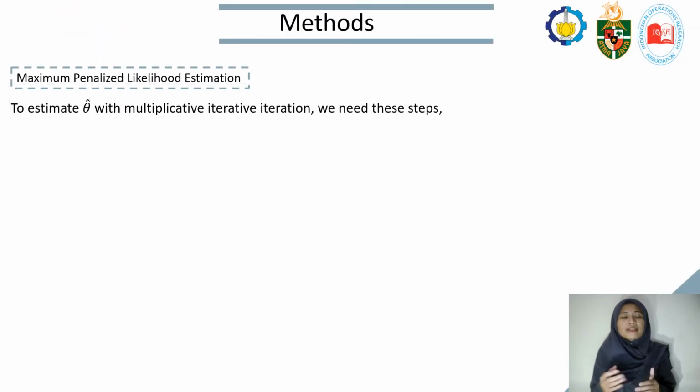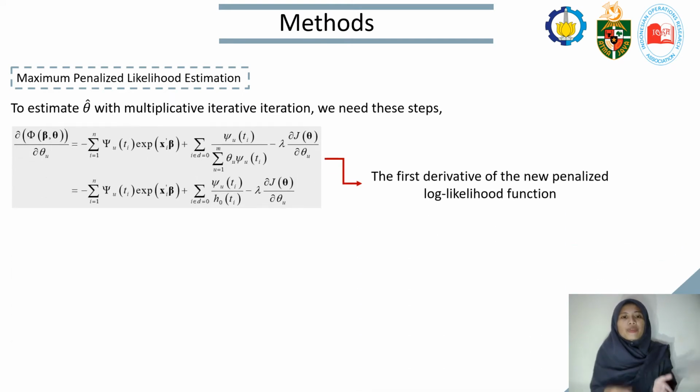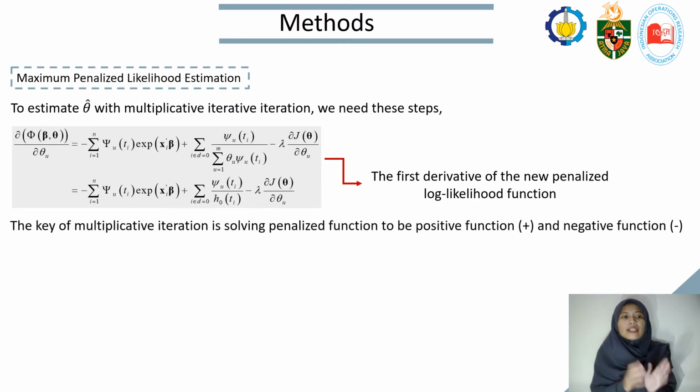To estimate theta with the multiplicative iterative algorithm, we need these steps. First, we have to know the first derivative of the new penalized log likelihood function. The key of multiplicative iteration is separating the penalized function into a positive function and a negative function like this.